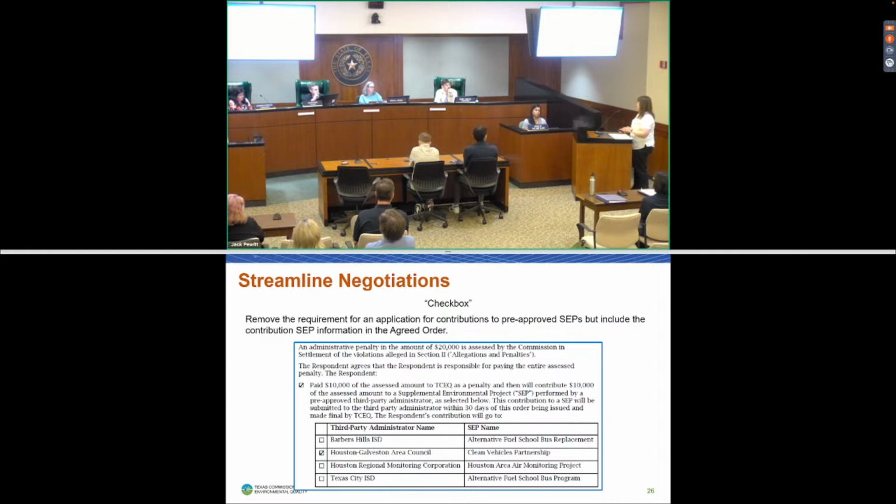The current process is somewhat lengthy. The respondent would receive an initial proposed agreed order without the SEP information included. It would only be in the cover letter where they can go get more information on SEPs. But what we're contemplating is eliminating that application altogether, which would shave off several weeks of the process, and instead just presenting everything that the respondent would be eligible to contribute to within the body of the agreed order. They'd just be able to check that little box right there and then check whichever option they would be interested in giving to.